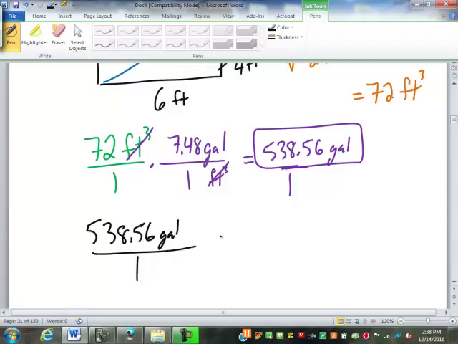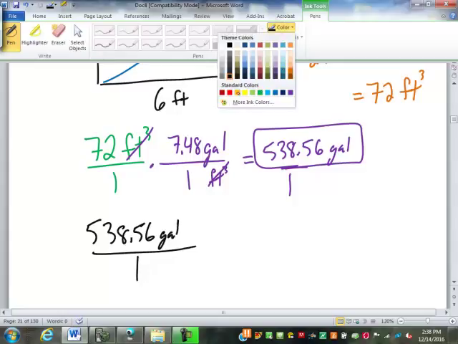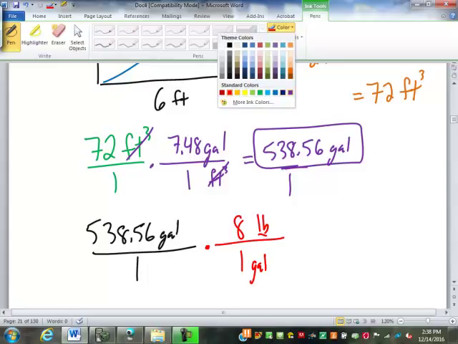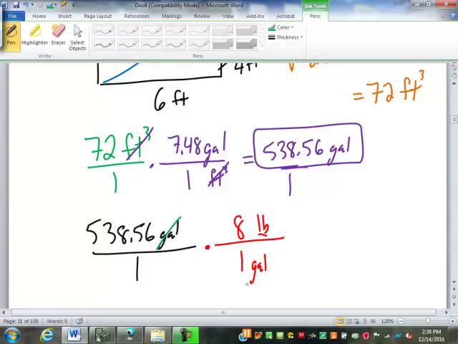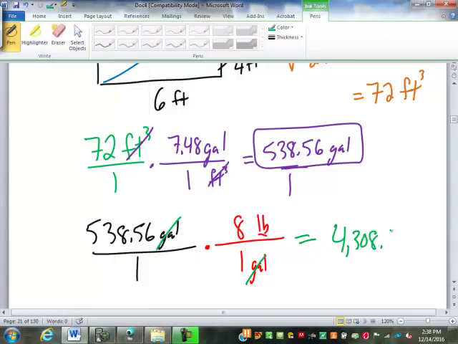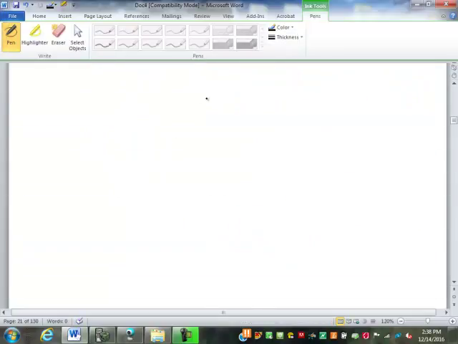Now we still have to convert that into pounds, and we can continue to use our conversion factors. So 538.56 gallons over 1. I gave you up above that 1 gallon equals 8 pounds. We can use that just like a conversion factor. So the gallons cancel out. We're going to multiply that by 8. So it's 4,308.48 pounds. So over 2 tons. So you can see that's a very sloppy conversion.